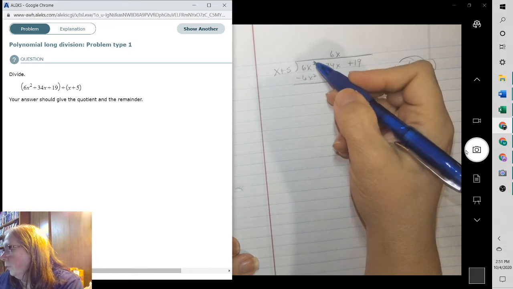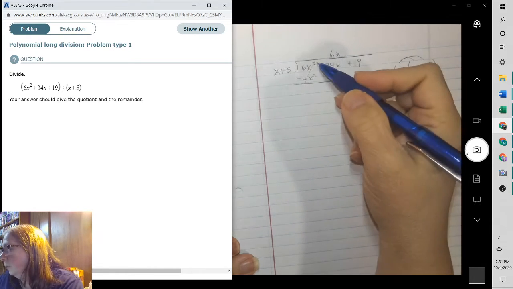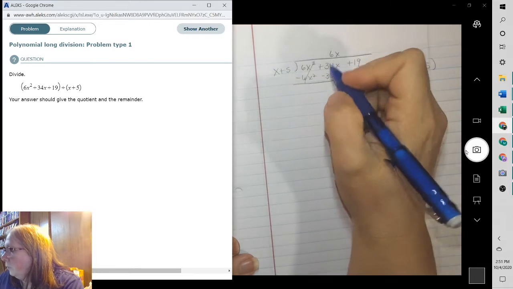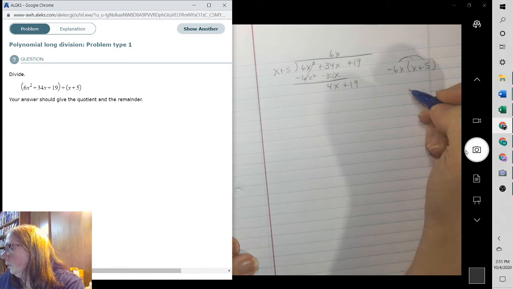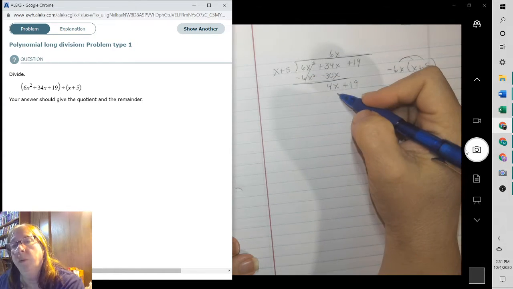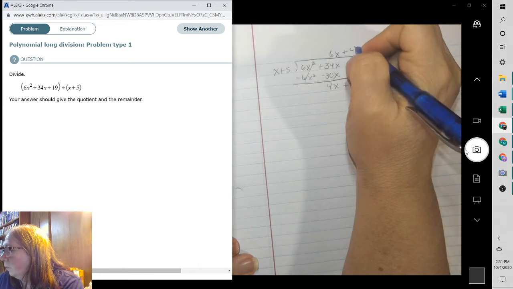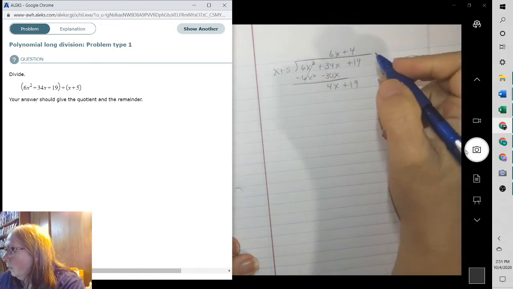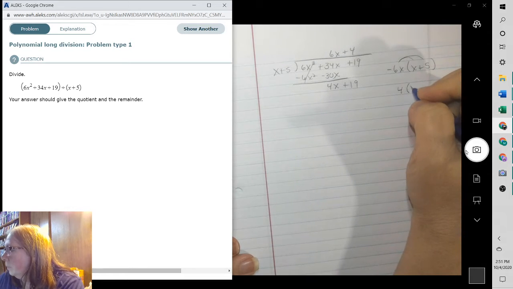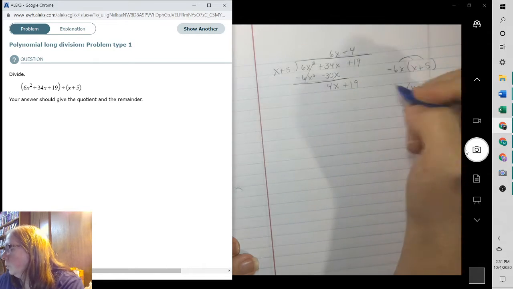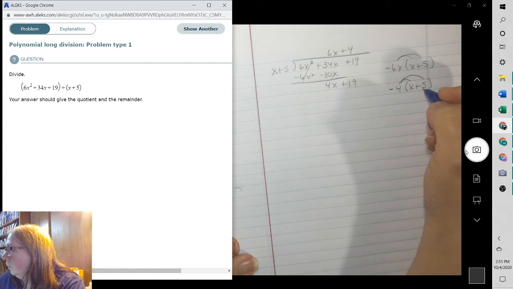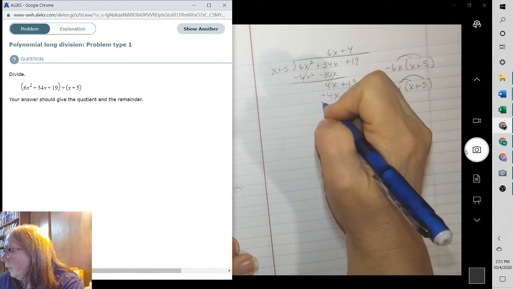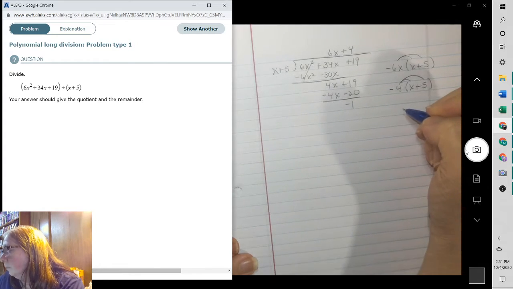Then we just combine down. The first term should always cancel, which they do. And then 34x minus 30x is 4x plus 19. And then we do it again. What do we need to multiply x by to get 4x? Well, we need a positive 4. So we're going to take 4 times x plus 5. And then we're going to subtract, so we'll distribute that negative through right now. So if we multiply this through, we get a negative 4x minus 20. When we add down, it gives us a negative 1.